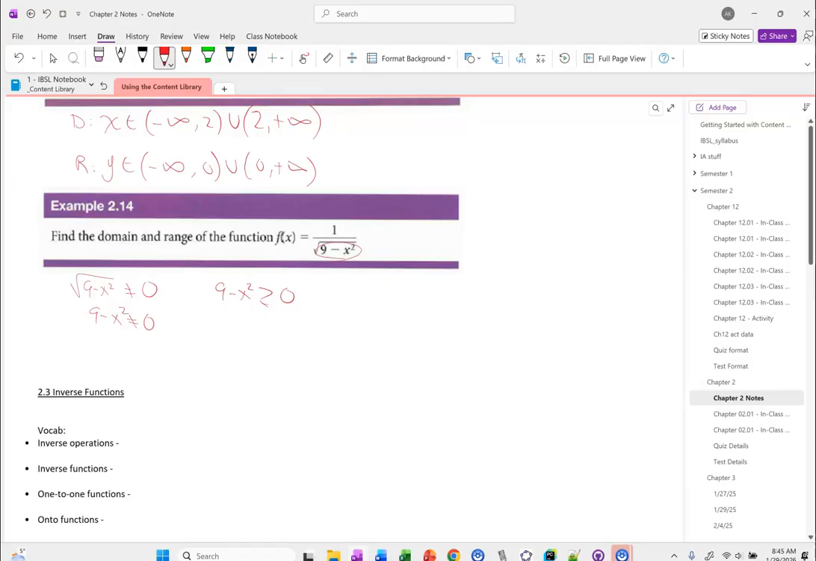Yes. All right. Who remembers how to solve a quadratic inequality? This is something you would have done in Algebra 2. I think the easiest way to do this would just be looking at the graph.